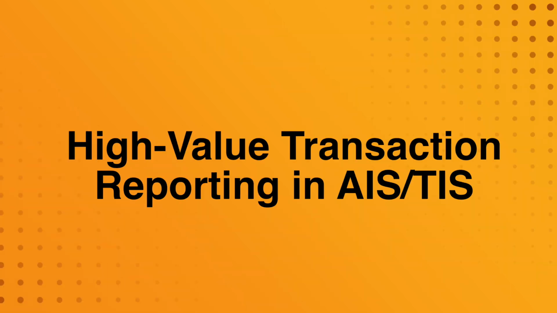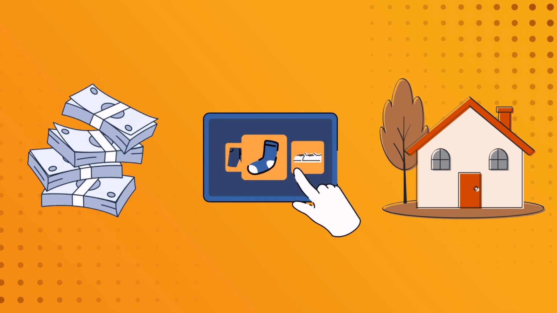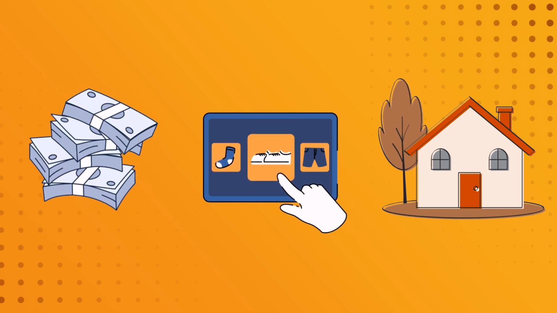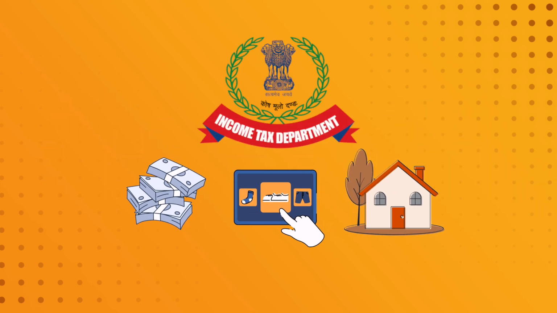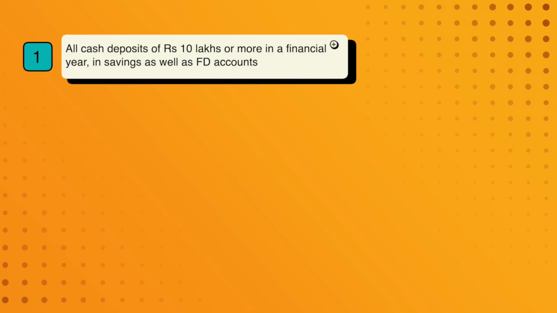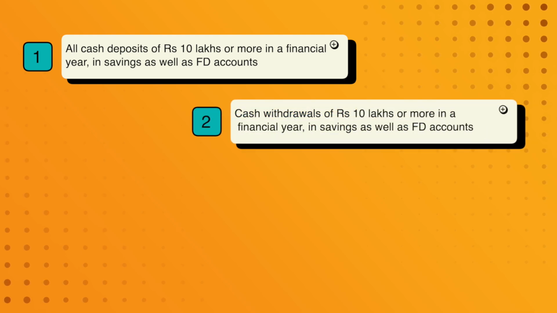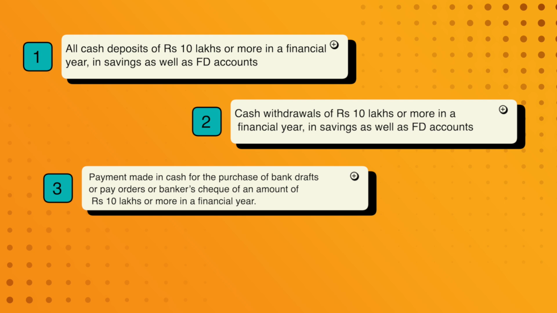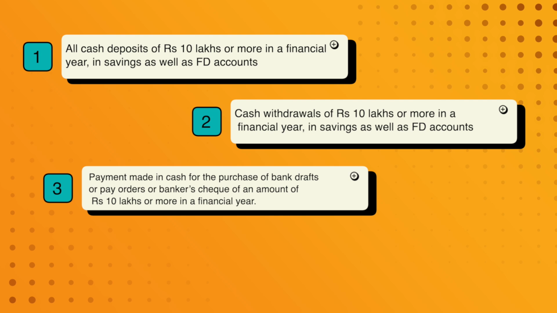High-value transaction reporting in AIS or TIS. Certain transactions like large cash deposits, high-value purchases and significant property sales are monitored by the Income Tax Department and reflected in the AIS or TIS. An elaborate example of transactions that get reported is shown on the screen for understanding. All cash deposits of Rs 10 lakhs or more in a financial year in savings as well as FD accounts. Cash withdrawals of Rs 10 lakhs or more in a financial year in savings as well as FD accounts. Payment made in cash for the purchase of bank drafts or pay orders or banker's cheques of an amount of Rs 10 lakhs or more in a financial year.